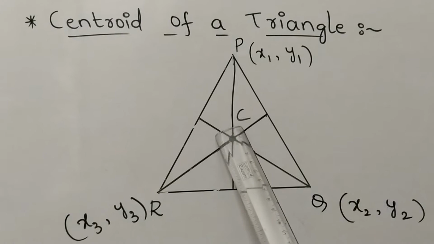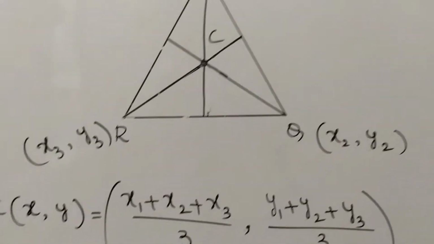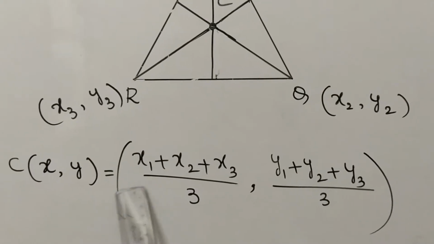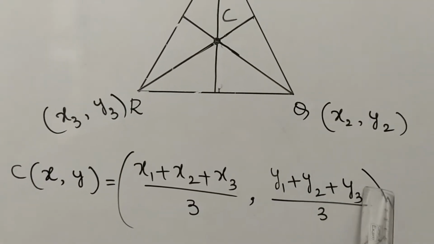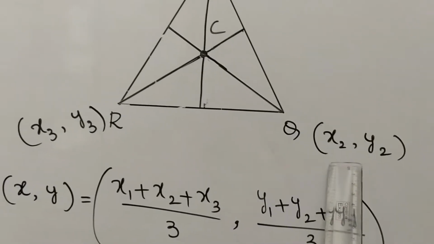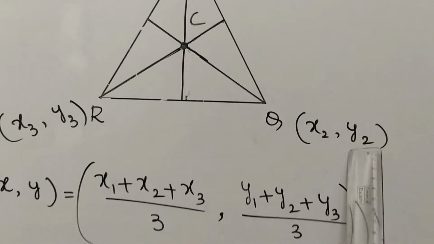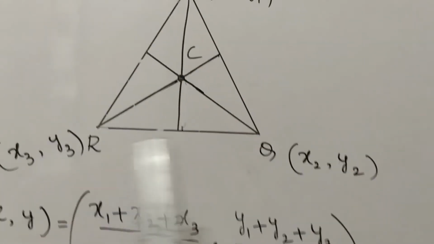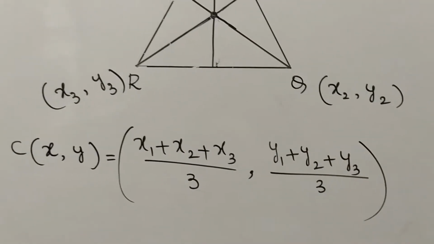Now let us see how to find this centroid. There is one formula: (x1 plus x2 plus x3) by 3 comma (y1 plus y2 plus y3) by 3. You have to add the x coordinates and divide by 3, similarly y1 plus y2 plus y3 by 3. This is the centroid formula.